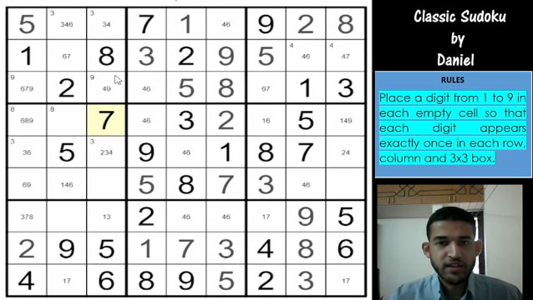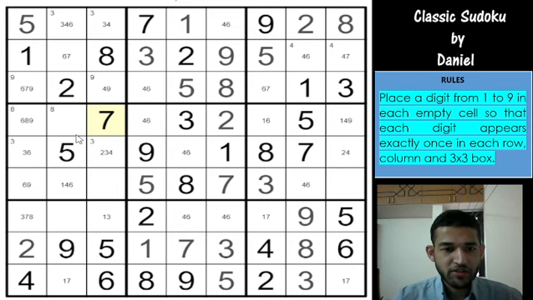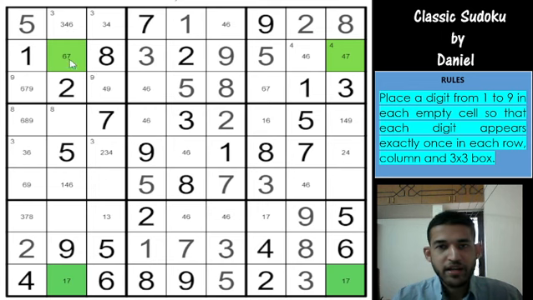Okay, that's nice. But I'm not really sure if it's helping. Look at these cells, guys. We have an X-wing pattern here. When you're able to restrict the possibility of a digit in two rows and in the same two columns, then we call that pattern an X-wing.